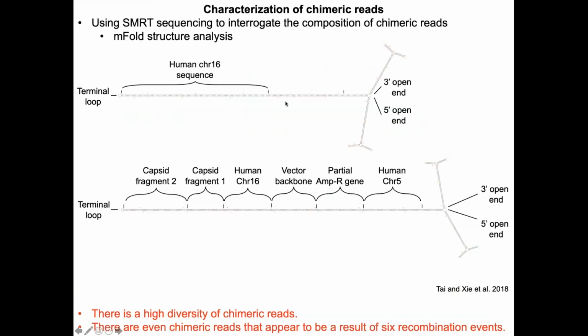And so this was validated when we look at individual reads, where, for example, this top read is a sequence that maps to human chromosome 16 sequence, but then on the open end of the molecule, you see very clearly that these share the structural composition of self-complementary genomes, where you have 2 ITRs at the open end. And we even see reads that are a result of 6 recombination events.